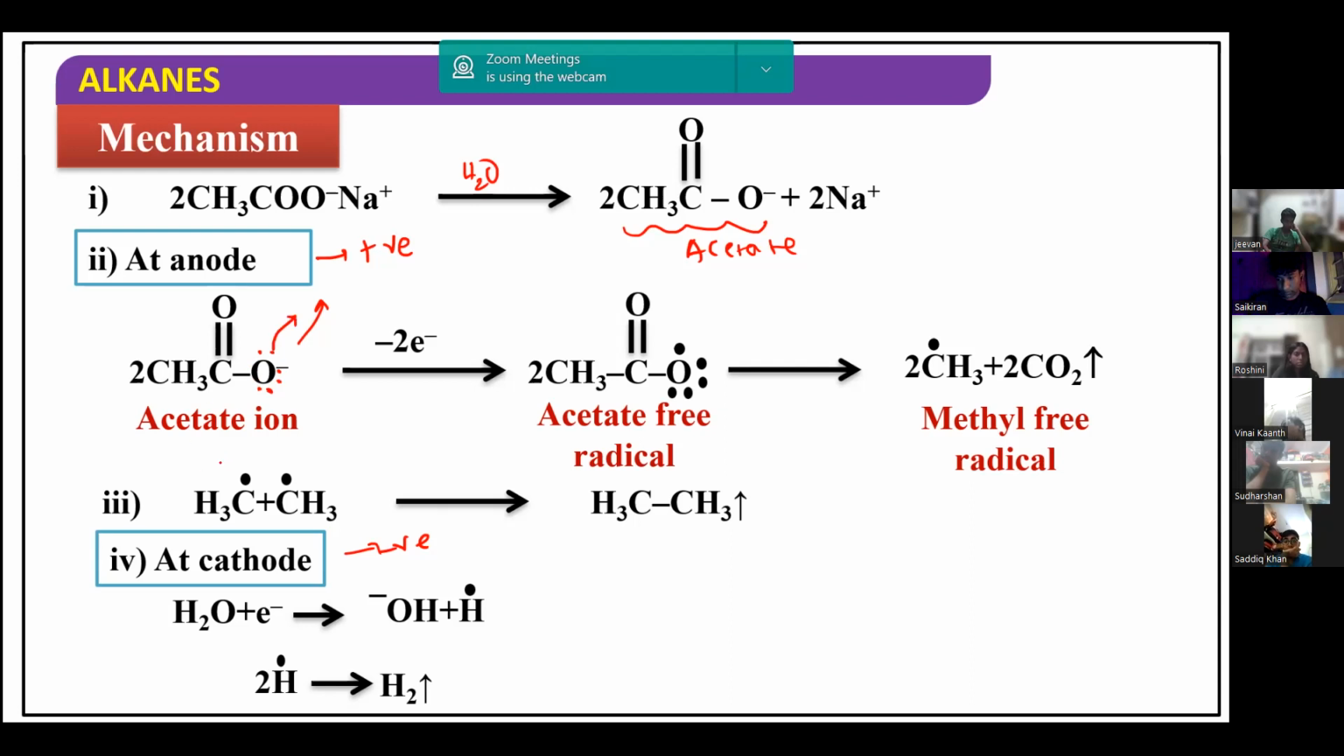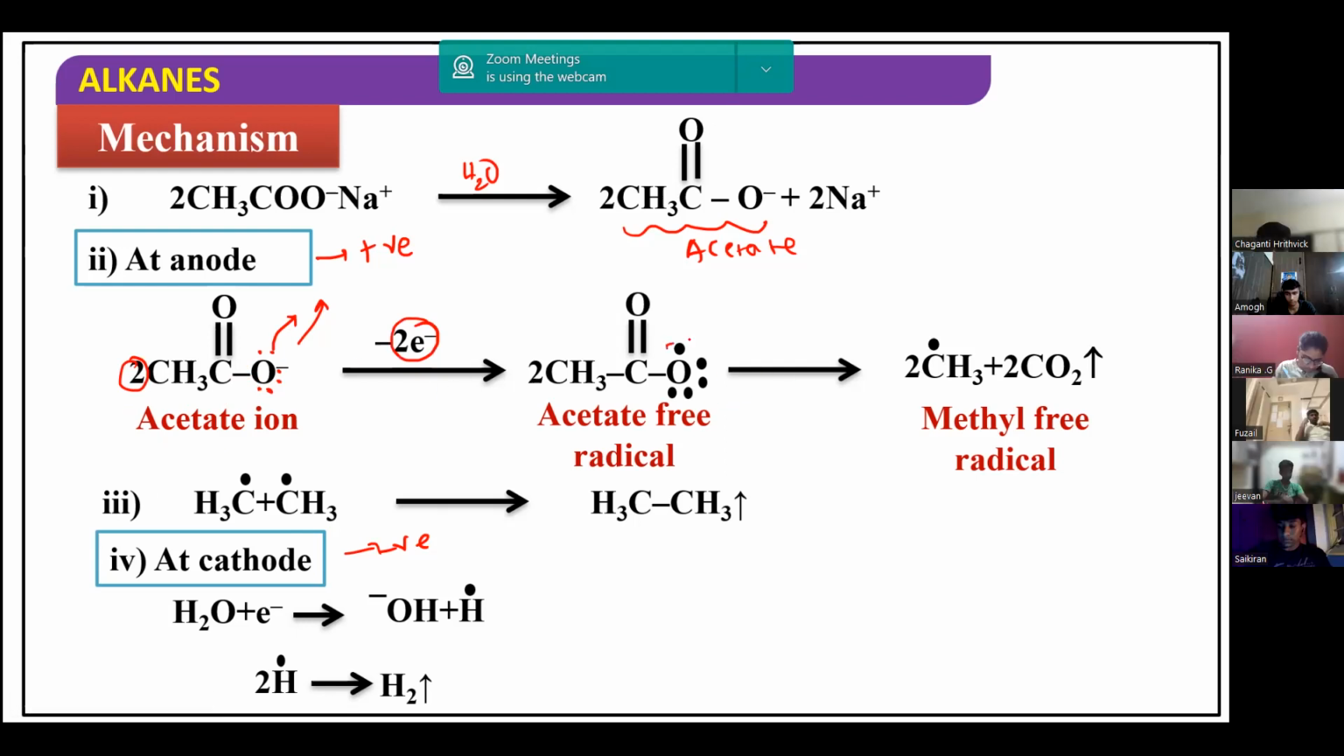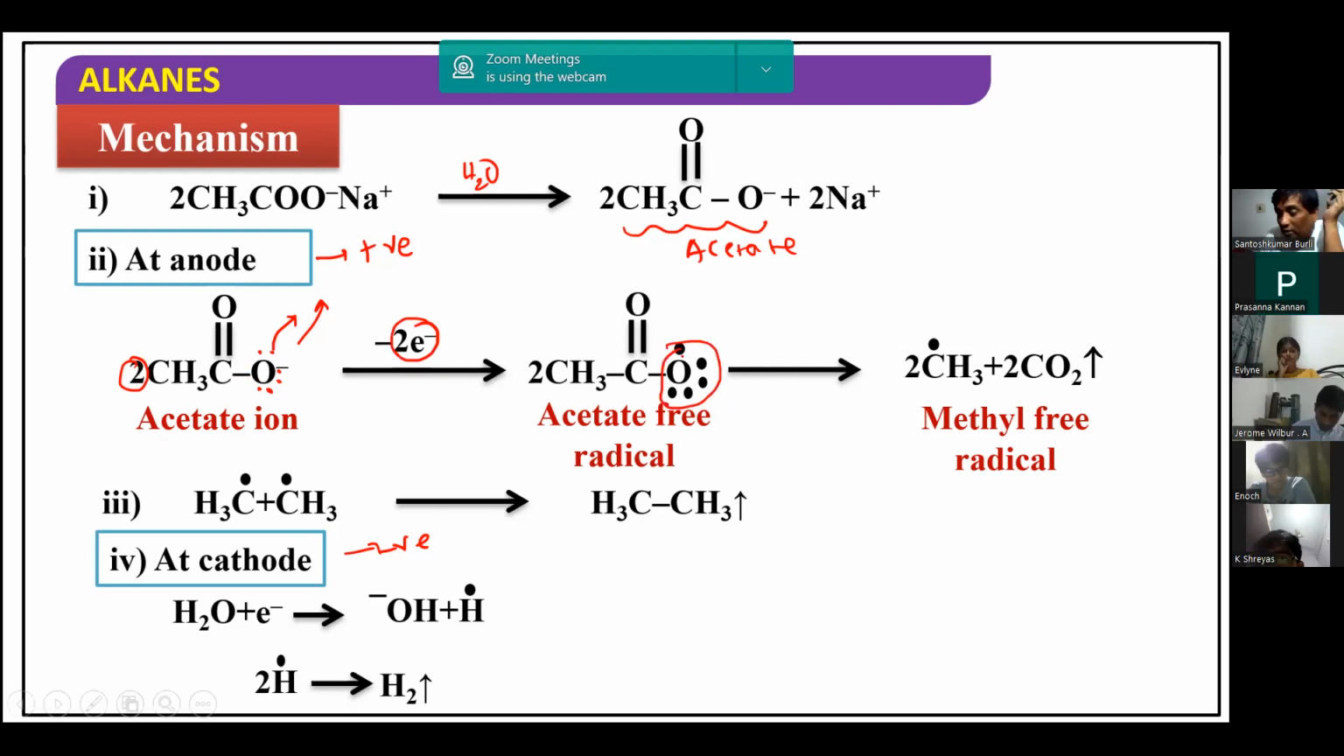to the anode. Likewise, we have 2 acetate ions. Each acetate ion has given one electron. Total number of electrons is 2. Therefore, around the oxygen atom, now we have only 5 electrons. It is a free radical called the acetate free radical.